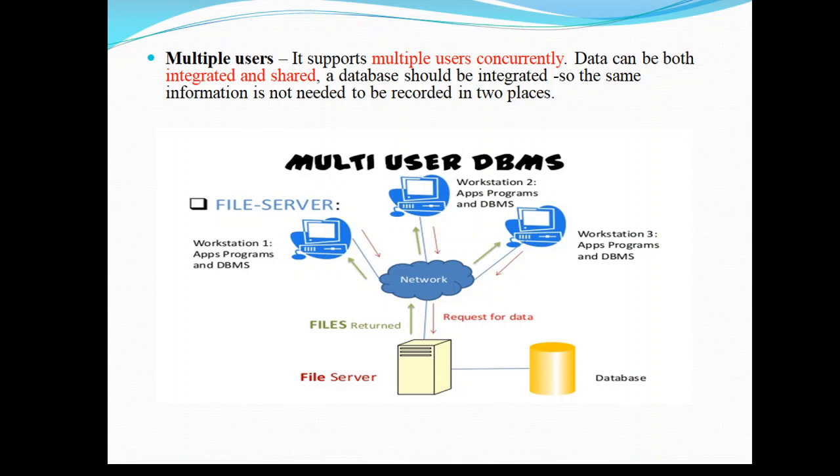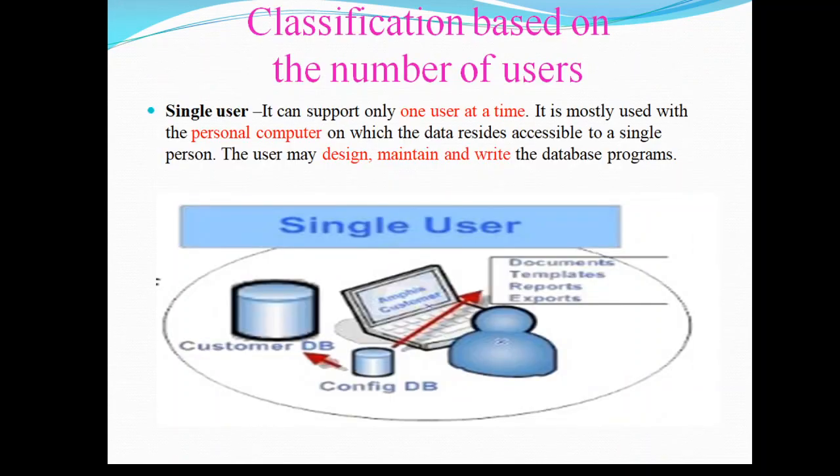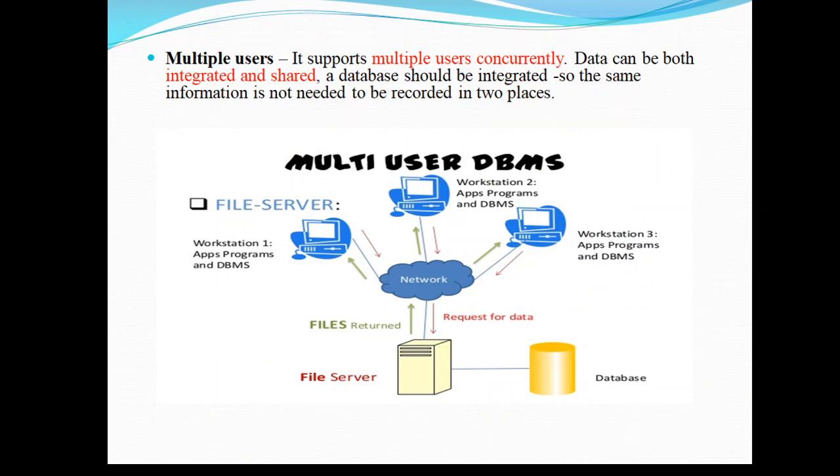So in order to avoid that, all the data is collected and integrated at one place and kept at one place, and this integrated data is shared among multiple users. If they want to access the data concurrently, this DBMS allows them to access the data simultaneously. So this is about the classification based on number of users. There are two types, that is single user DBMS and multi-user DBMS.